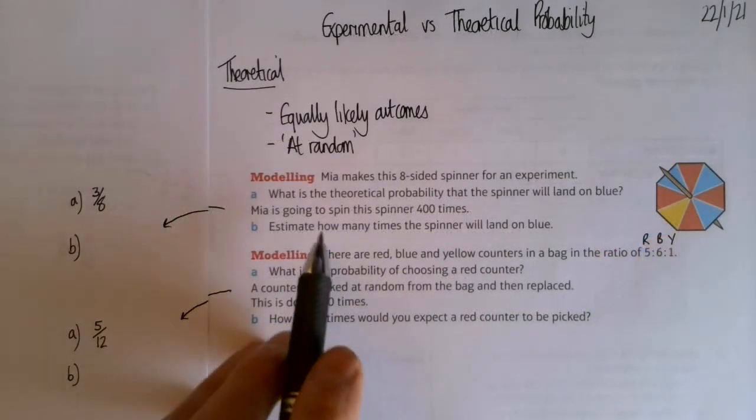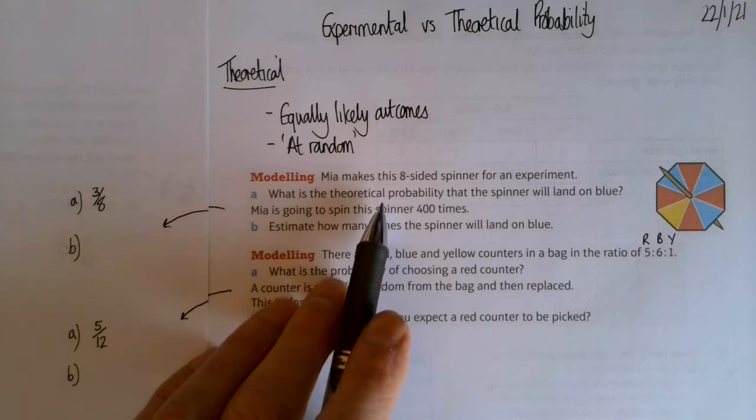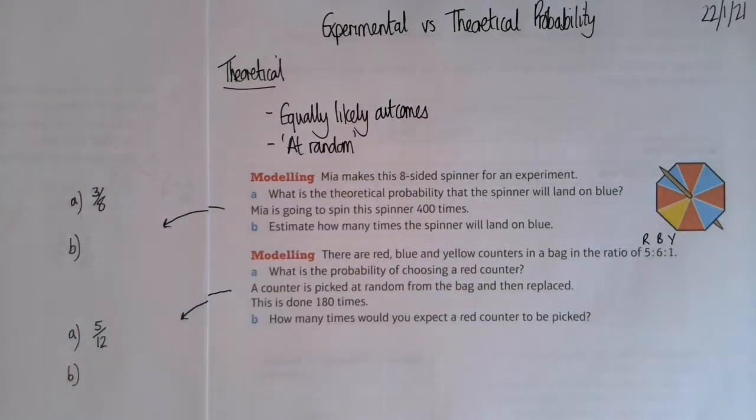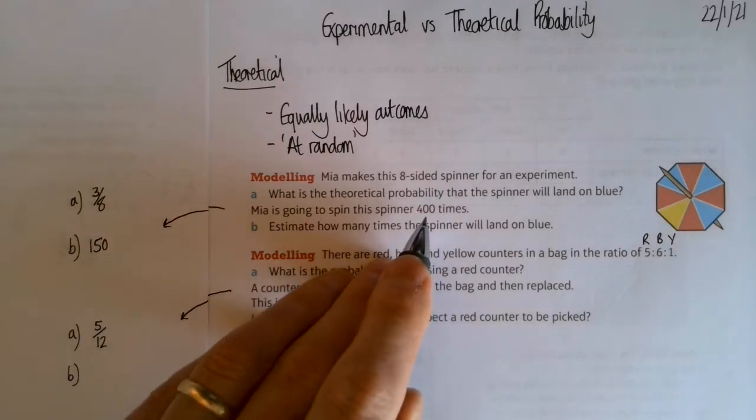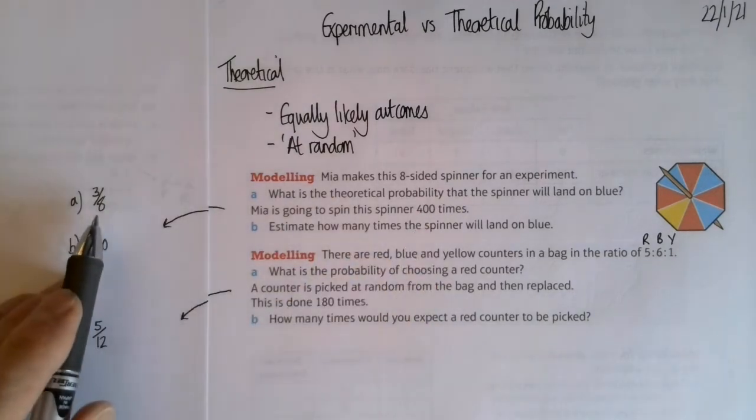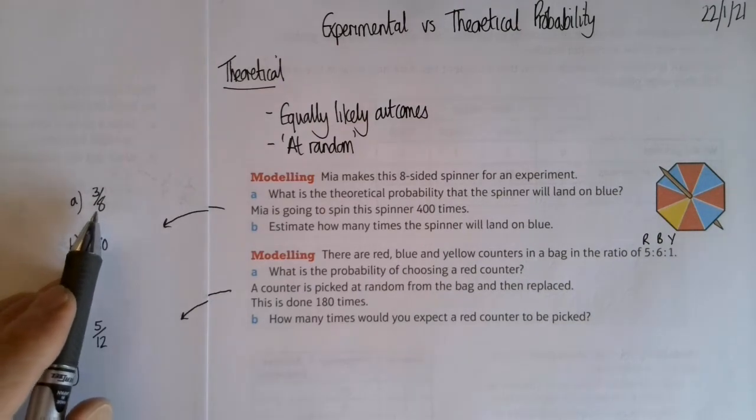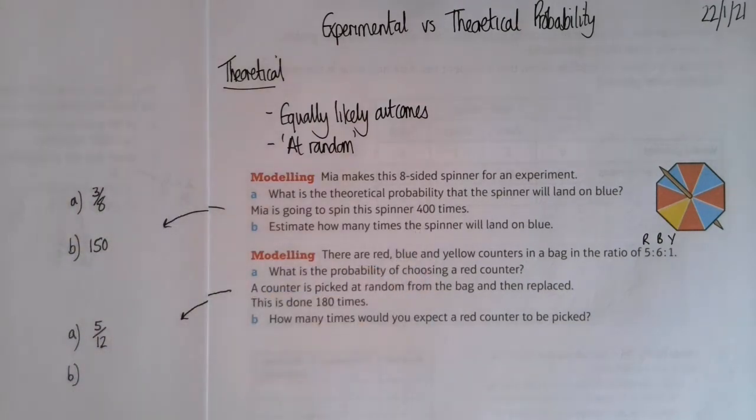Okay, so theoretical probability: spinner lands on blue, 3 blue sections, 3/8. 400 times. So I'm interested to know, at this point, I'd love to say, go on, someone tell me what the answer is. The actual answer is 150, because 3/8 of 400 is 150. We're expecting blue to happen 3/8 of the time. We're doing it 400 times, so it's 3/8 multiplied by 400, 3/8 of 400.